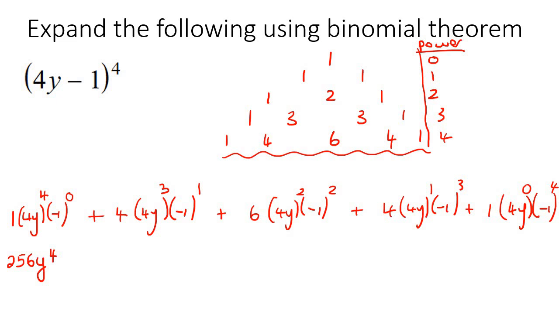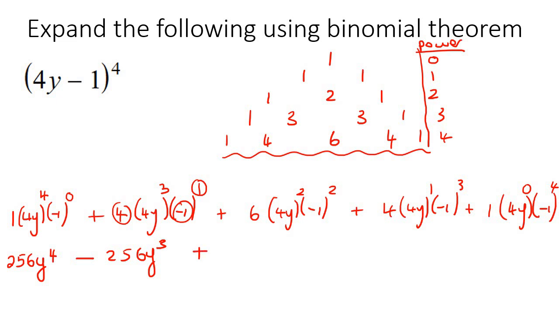So 4 to the power of 3, I think that's 64. Let me just double check on my good old calculator. Yeah, 64. Now 64 times 4 is 256. So we're going to say 256y^3. But then negative 1 to the power of 1 is negative 1. So that's going to cause this whole sign to become a negative. So we're actually going to change that to a negative. And that's what's interesting when negatives start coming into play.